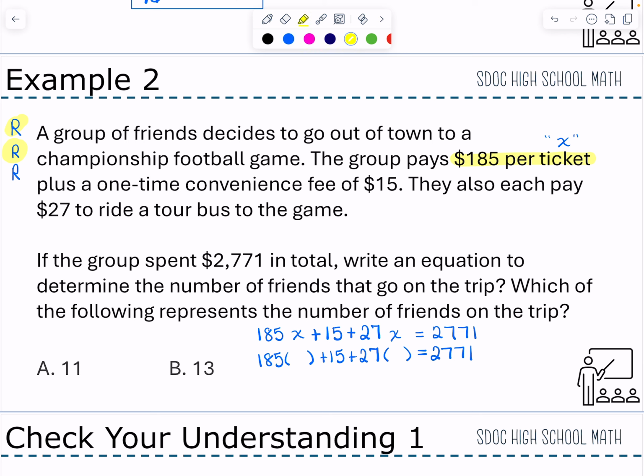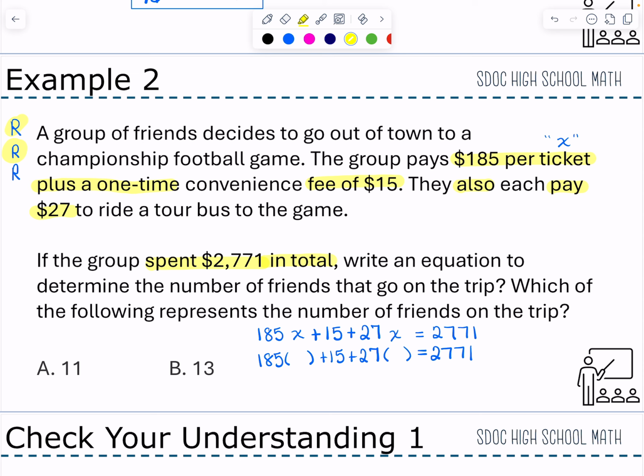Plus a one-time convenience fee of $15. They also have to pay, also means add, they also pay $27 to ride the tour bus to the game. If the group spent $2,771 in total, so that's what it's going to equal, write an equation to determine the number of friends that go on the trip. Which of the following represents the number of friends?